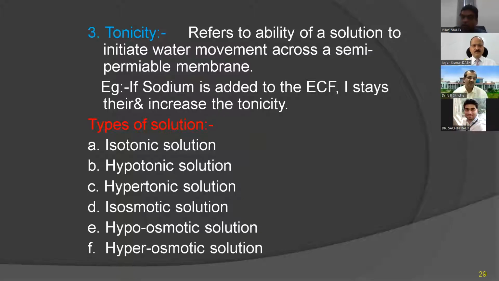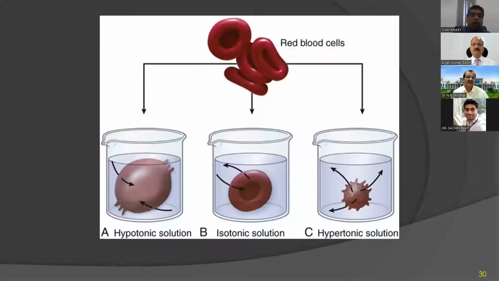And so many types of solutions, we will come back to the data. That's the isotonic solution, hypotonic solution, hypertonic solution, and isosmotic solution, hypoosmotic solution, and hyperosmotic solution. So here you can see that a hypotonic solution means the cells will swell, whereas in isotonic solutions, if the RBCs are put in, then they will retain their original topography. Whereas if it is a hypertonic solution or a too highly saturated solution, then the cells will shrink accordingly.